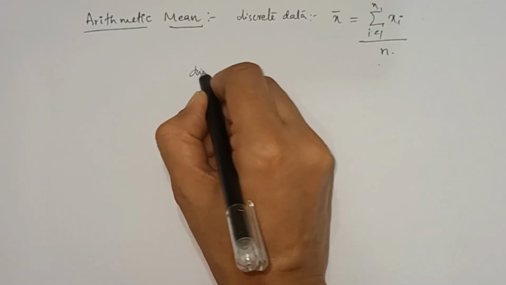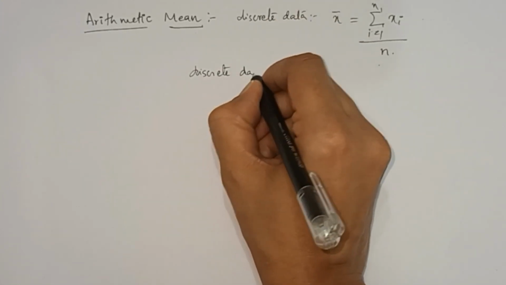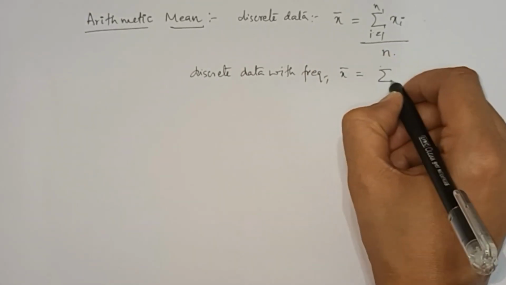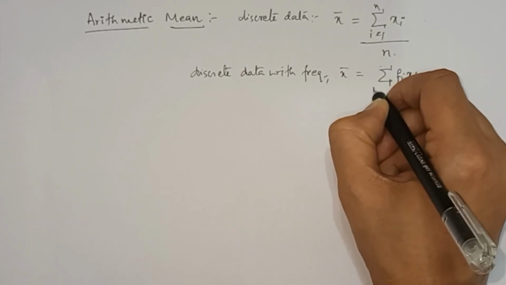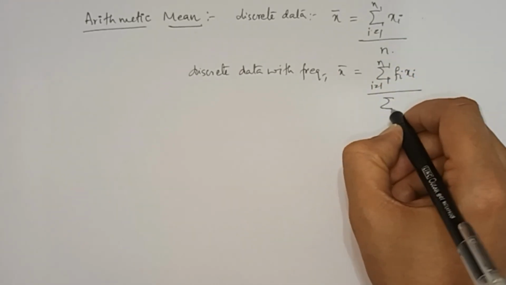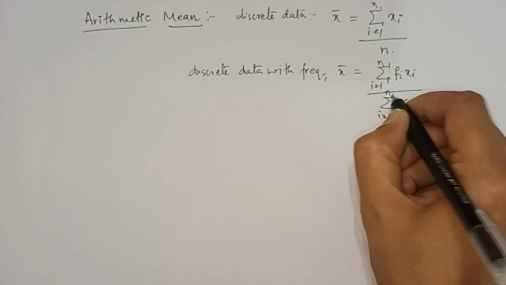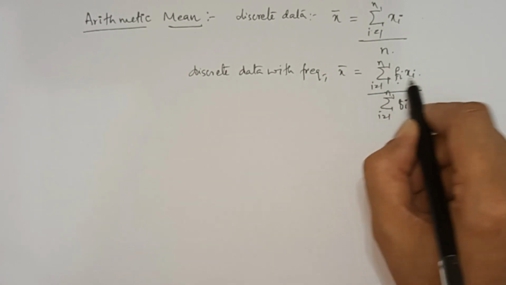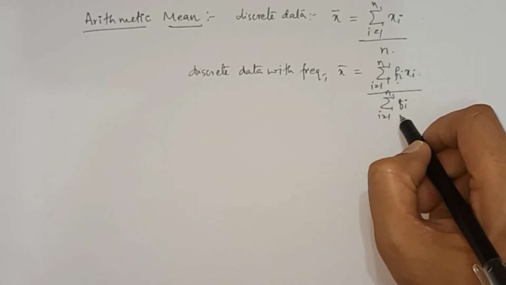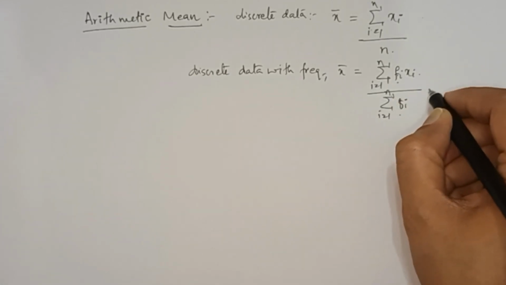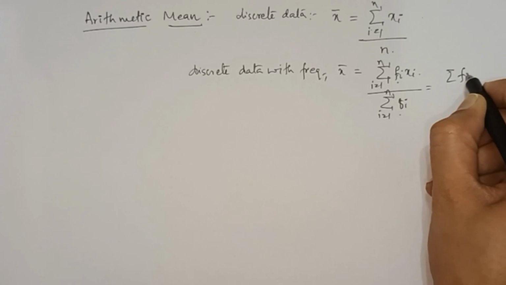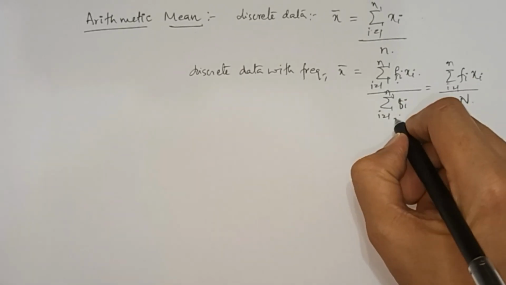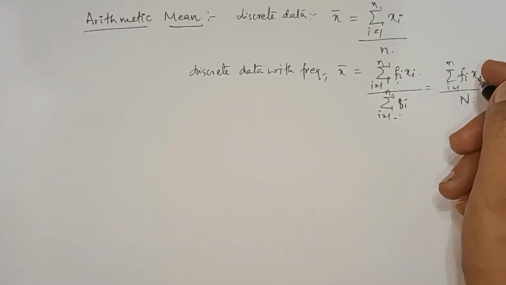If you have discrete data with frequencies, in that case, mean is given by summation of fi into xi, i equal to 1 to n, divided by summation of fi, i equal to 1 to n. Here it is the product of frequency and the data point. Then take the sum of this divided by the sum of frequencies. The sum of frequencies can be denoted as capital N. So I can write it as summation fi xi divided by capital N, where capital N is the sum of all frequencies. So let us take one example.